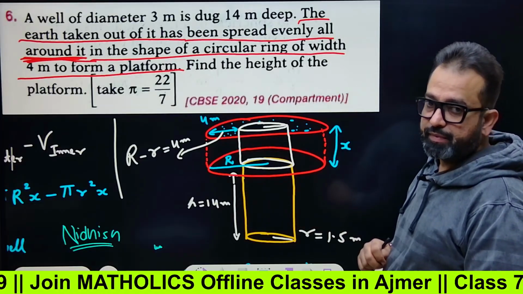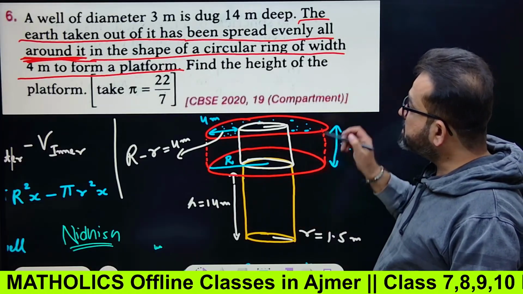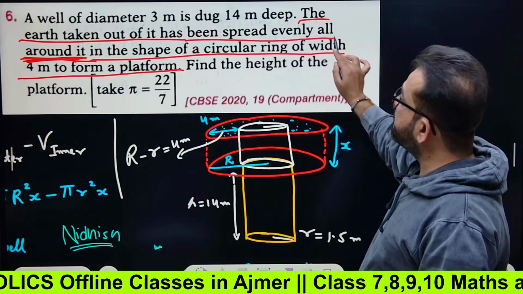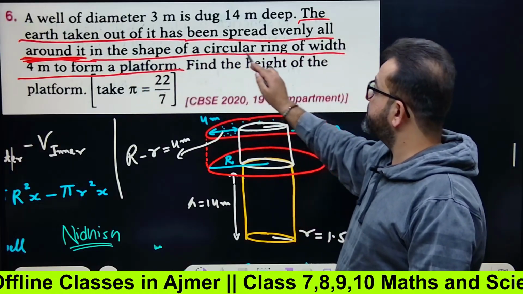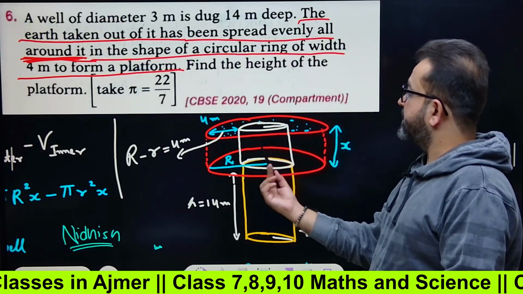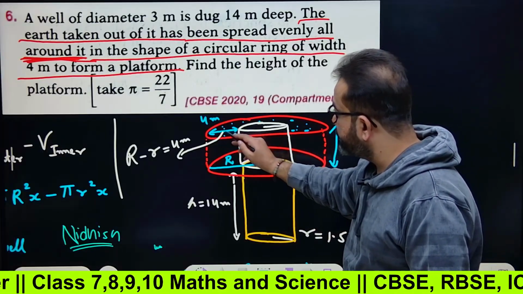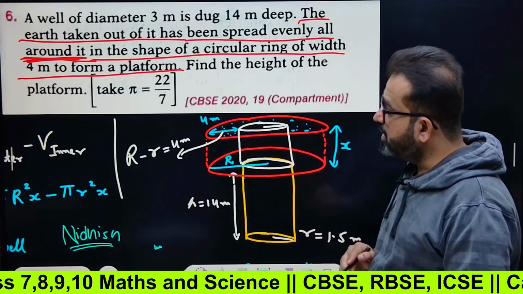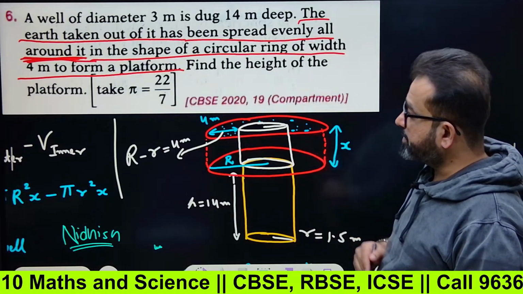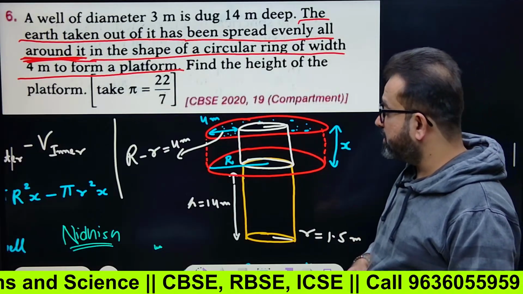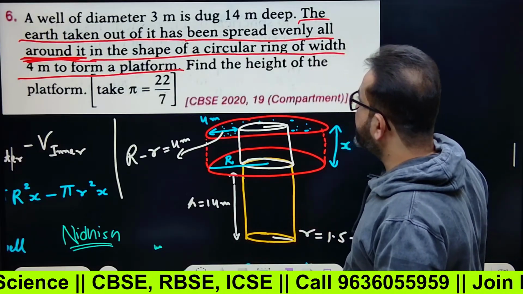Now, the earth taken out of it has been spread evenly all around it in the shape of a circular ring, this way, of width 4 meters. That means this width is given as 4 meters, to form a platform. Find the height of the platform. This height you have to find out.